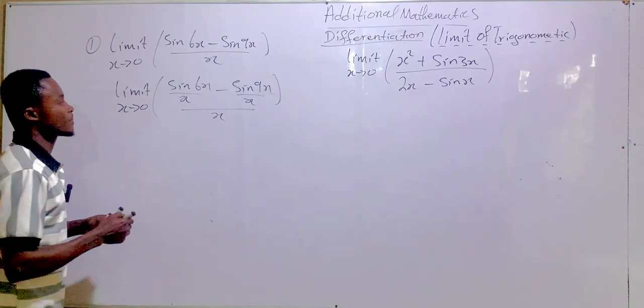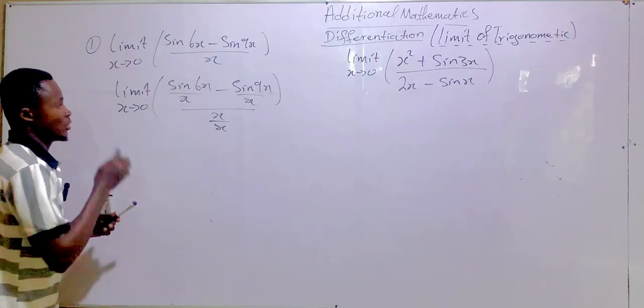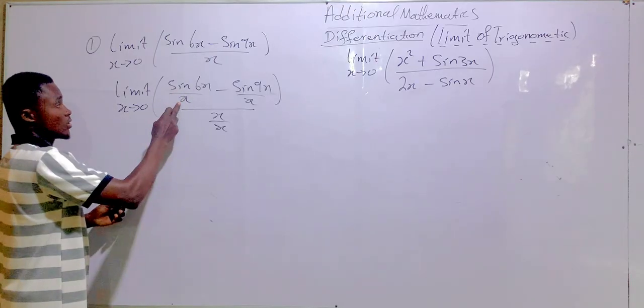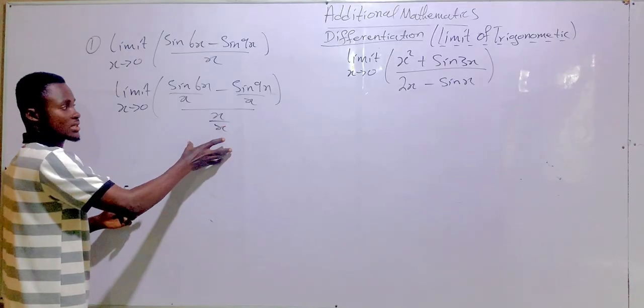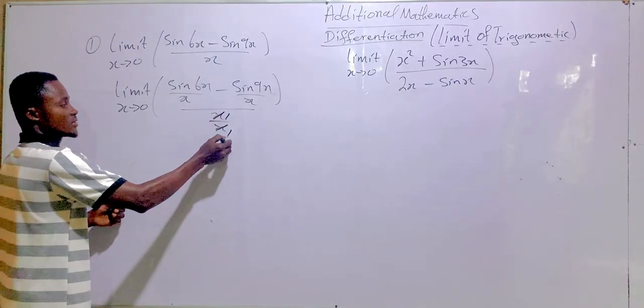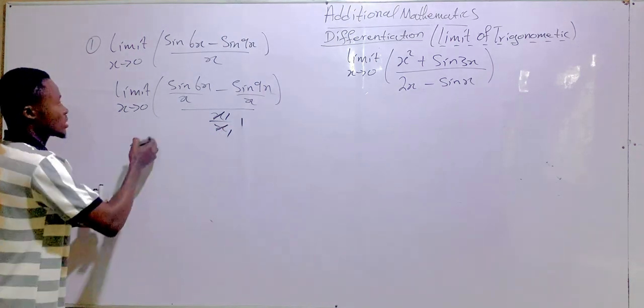Now, what do we do here? We have sine 6x all over x and then sine 9x all over x, over x. So these will cancel out, so we have the denominator to be 1. So now what do we do here?